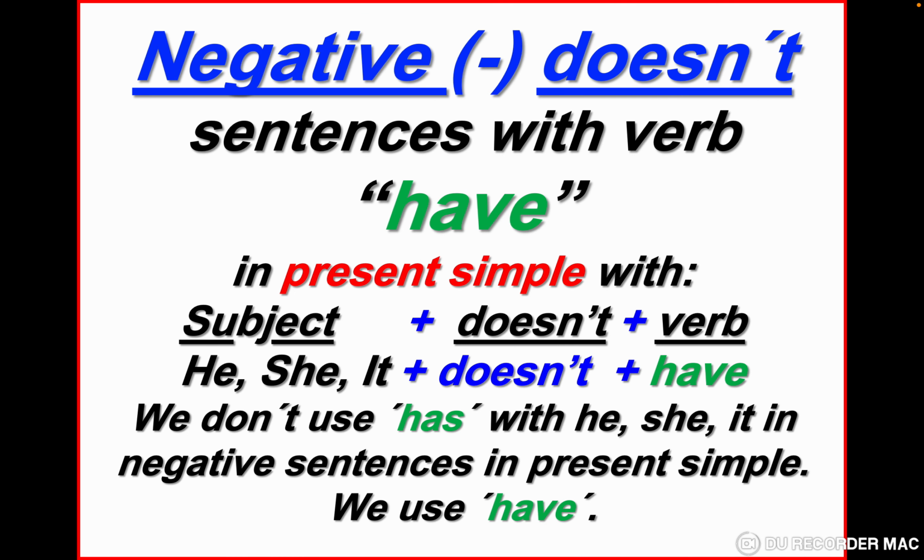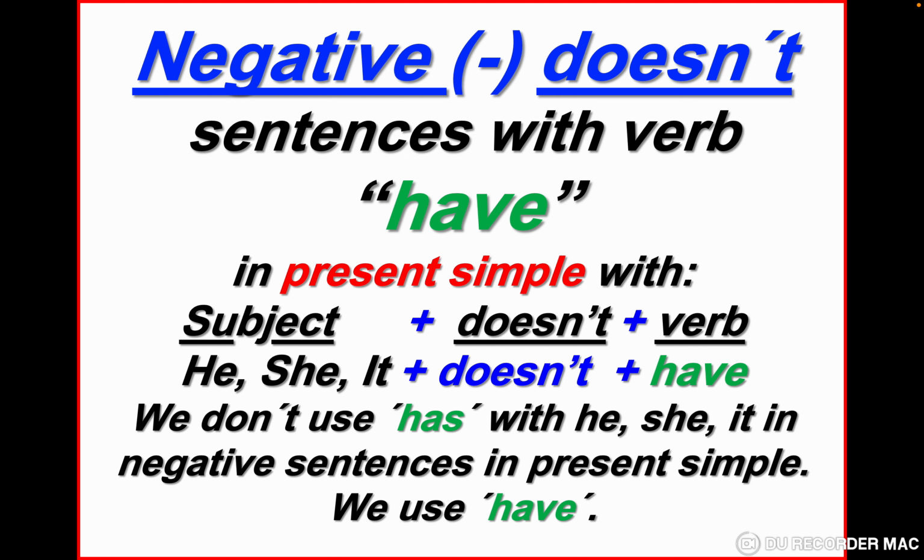In the negative, we are going to use doesn't. This word is new, so you need to know it. In sentences with verb have in present simple, with the subject he, she, it, the negative word is doesn't. It's not don't, it's doesn't. We don't say he don't, she don't, it don't. We use doesn't. Remember this word is very important.